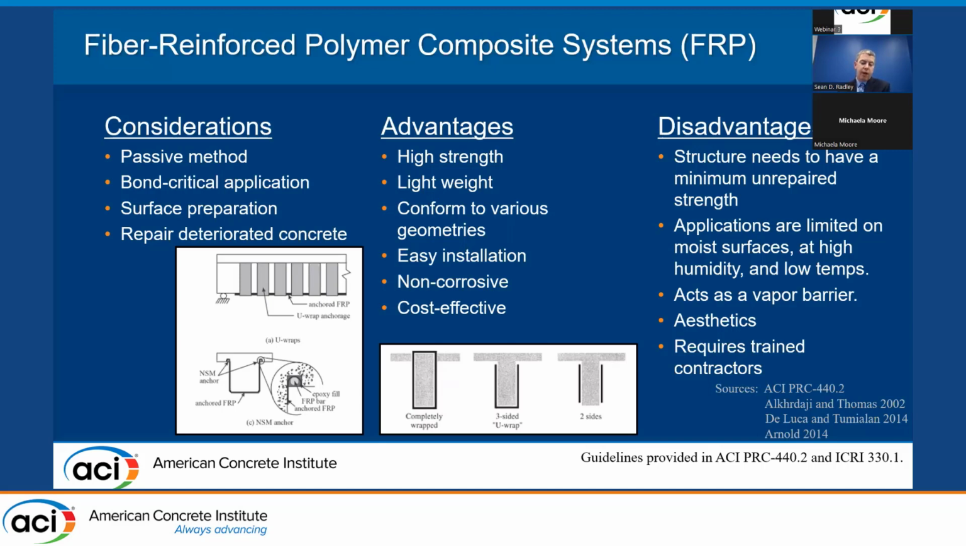If you're completely wrapping an existing structure or even three-sided U-wrapping it, you may need to think about moisture diffusion, as we previously discussed, because this method, our understanding is that it acts as a vapor barrier. Again, aesthetics needs to be considered, and this method requires trained contractors to install. Further guidelines are provided in ACI 440.2 and ICRI 330.1.